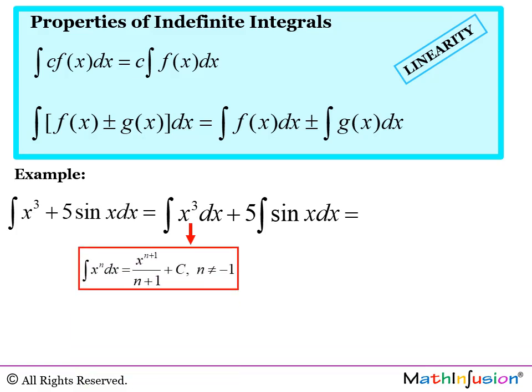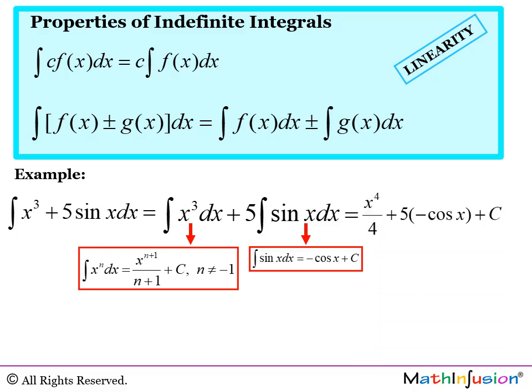This is the power rule when n equals 3, and to recall, the antiderivative of sine x is negative cosine x plus c. So we get x to the power of 4 over 4 from the first one, plus 5 times negative cosine x plus c.